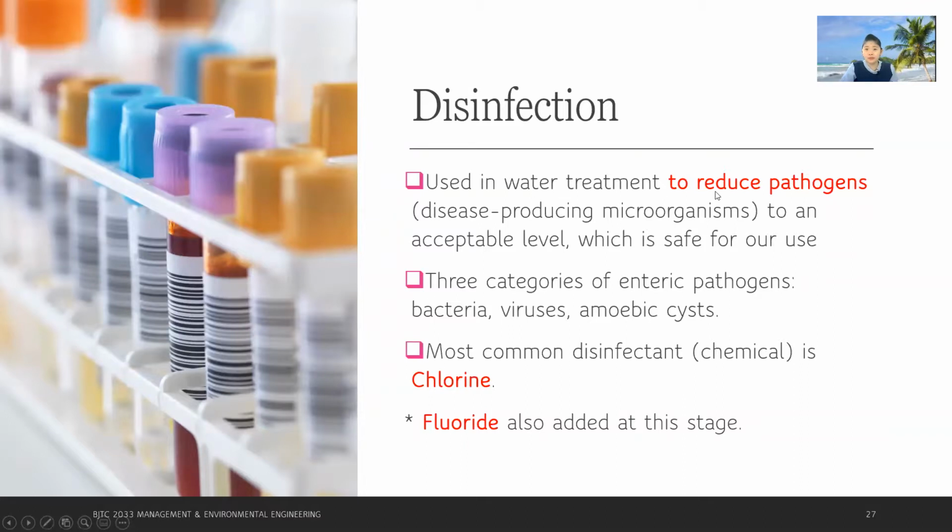Okay. So finally is disinfection. We use it in water treatment to reduce the pathogens to an acceptable level which is safe for our use. There are three categories, which are bacteria, virus, and cysts. The most usual disinfectant is chlorine. So that's why sometimes you smell the water and taste the water, you feel it's not nice because of the chlorine dose. Sometimes we need to add a lot more chlorine because we have more bacteria, especially during the rainy season. And then fluoride will also be added at this stage. The fluoride is for our calcium, for our teeth.